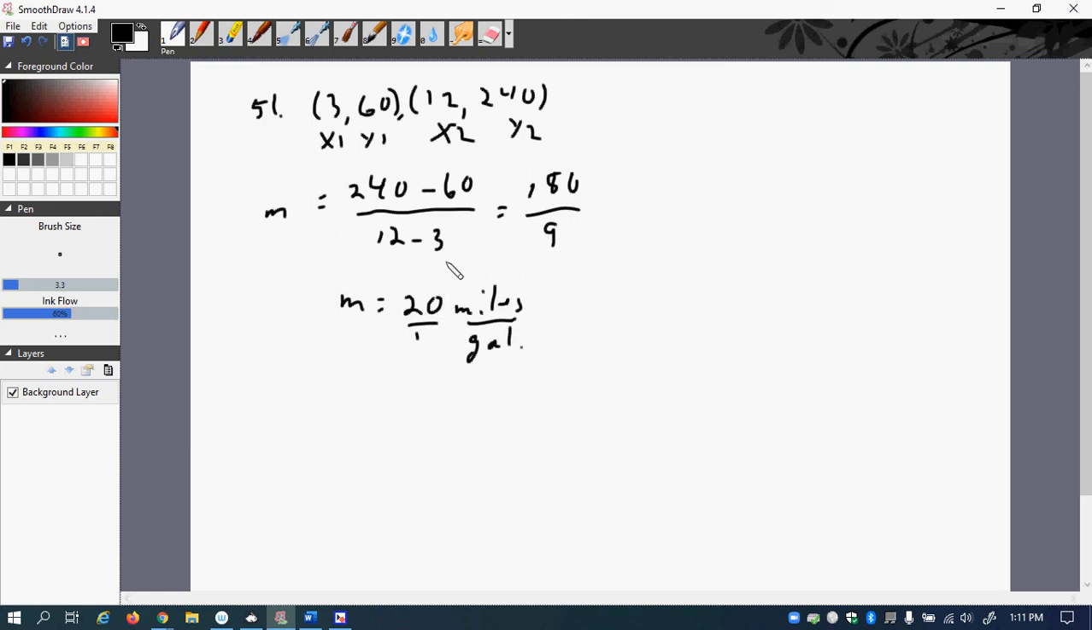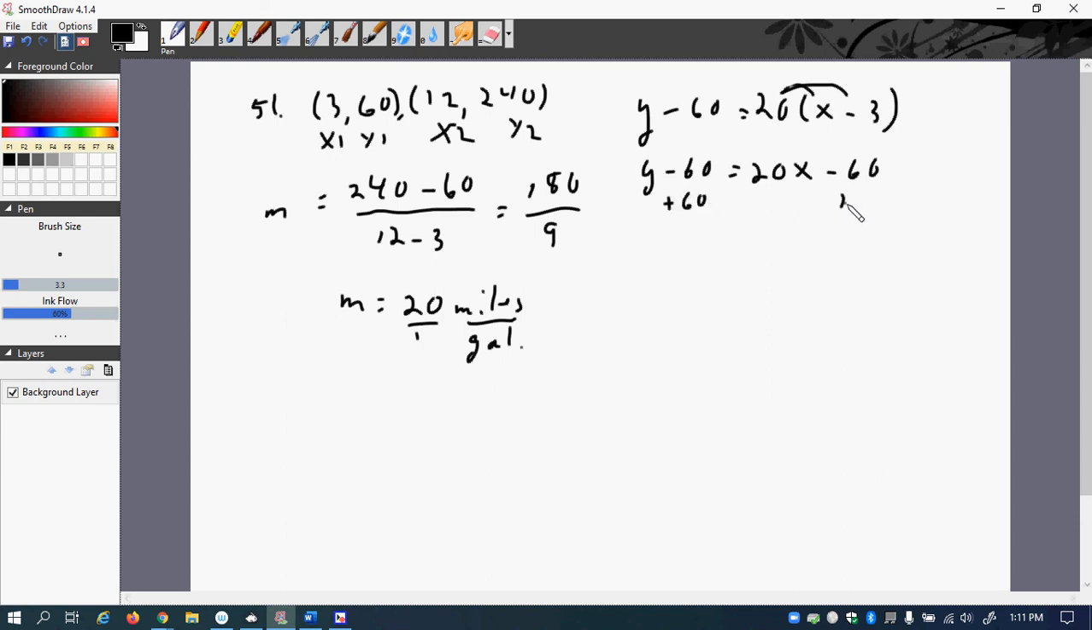So now I can put that into my point slope form. y minus, I'll use the first point, 60, equals 20 times x minus 3. I'll go ahead and distribute. That's 20x minus 60. Then I'll add 60 to both sides. My numbers drop out. So y equals 20x is going to be my equation.